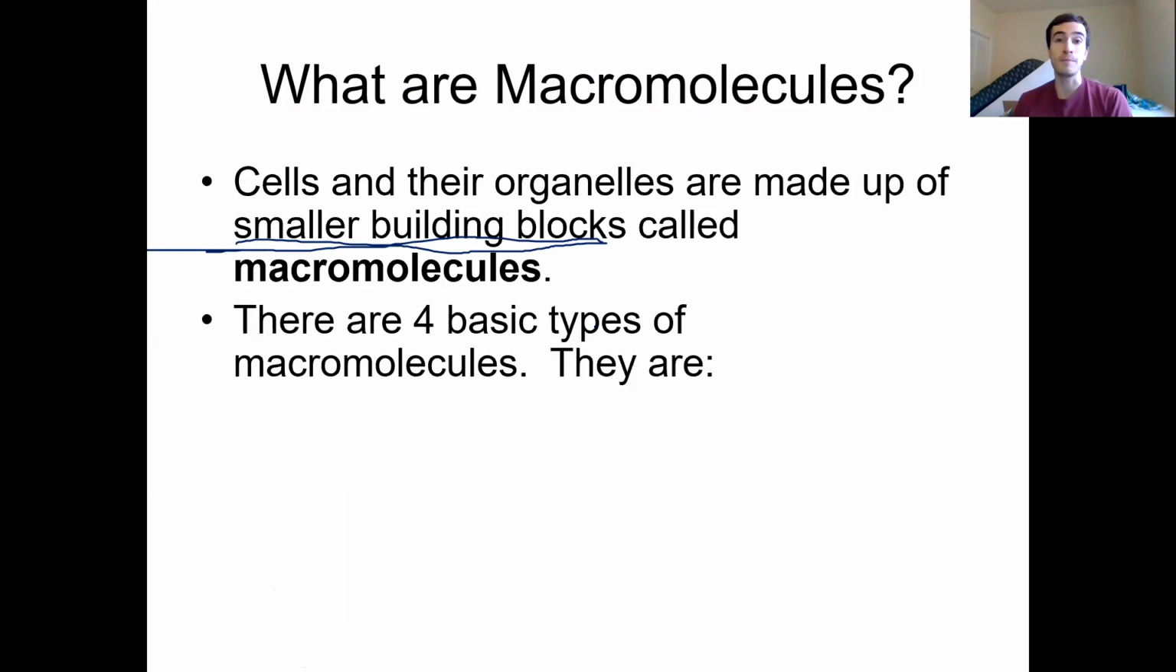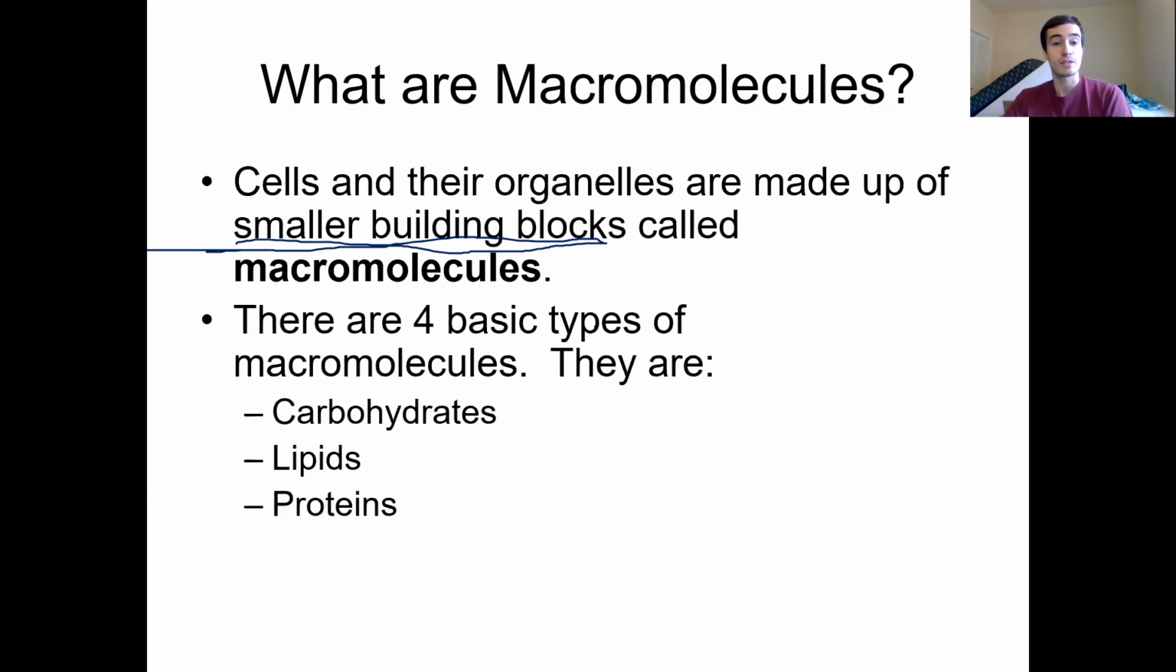So there are four major groups of macromolecules that we are going to be talking about today that you need to know a little bit about. They are the lipids, the carbohydrates, the proteins, and the nucleic acids. All these four together consist of the major groups of nutrients that we get when we eat and digest material and food.